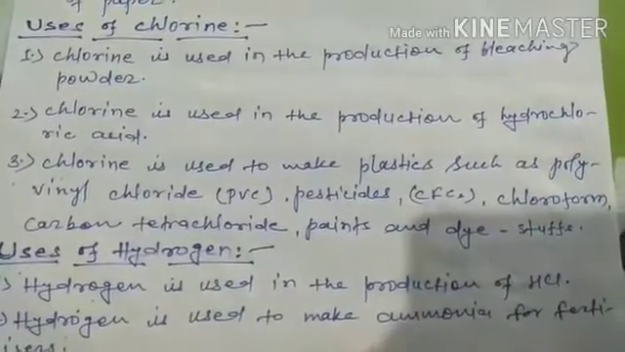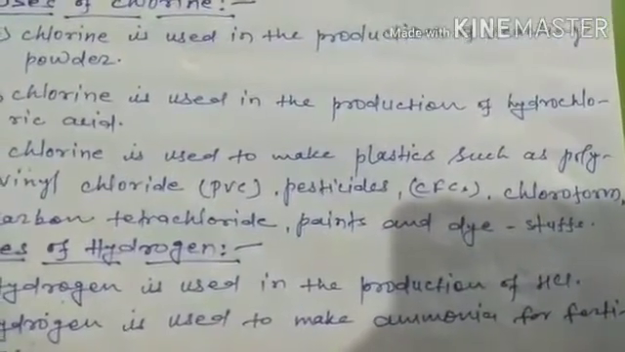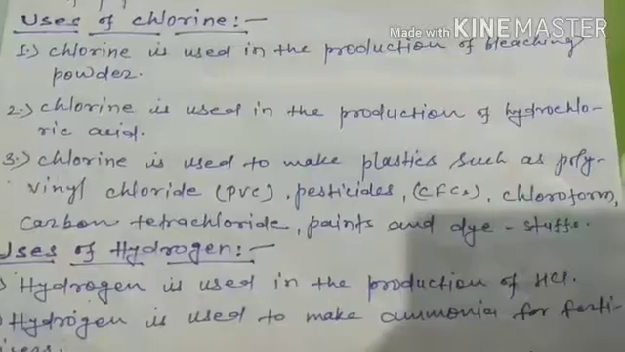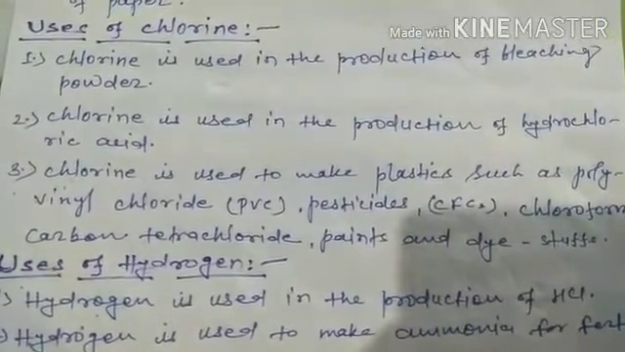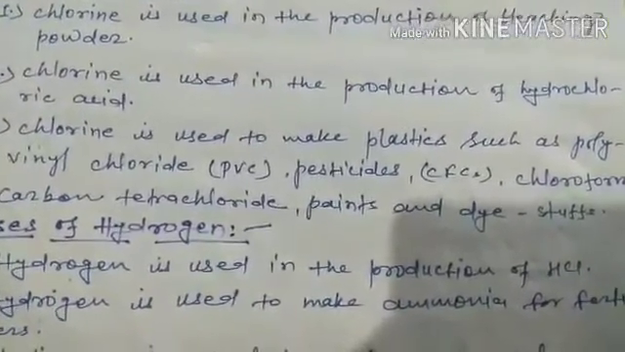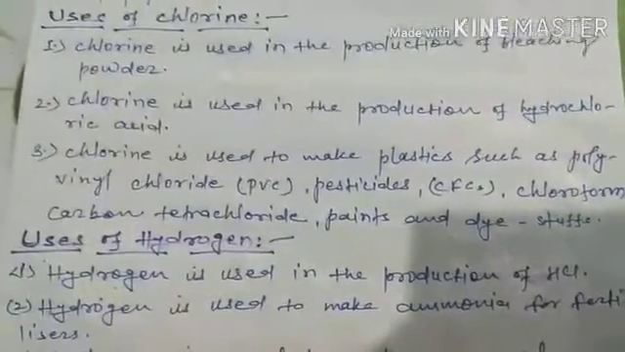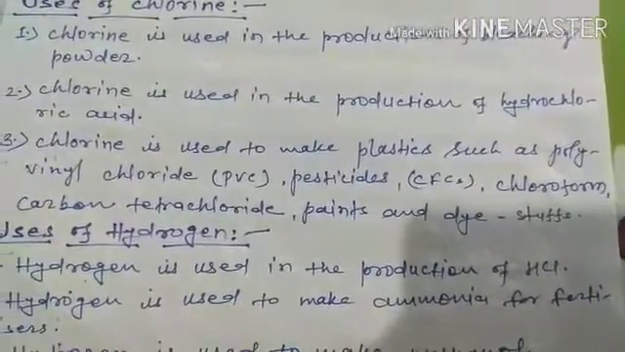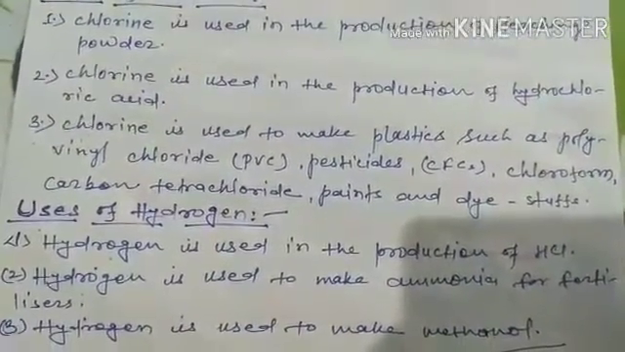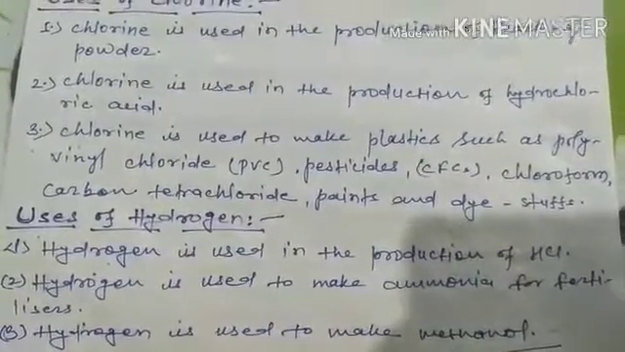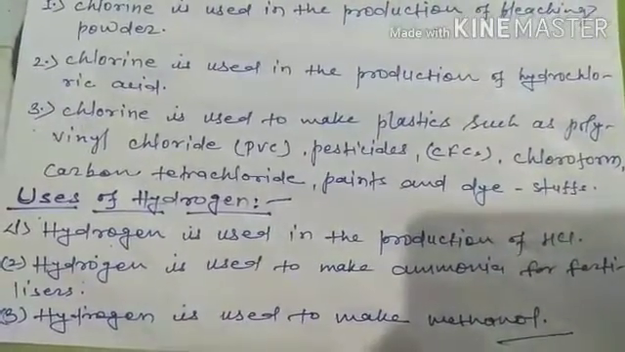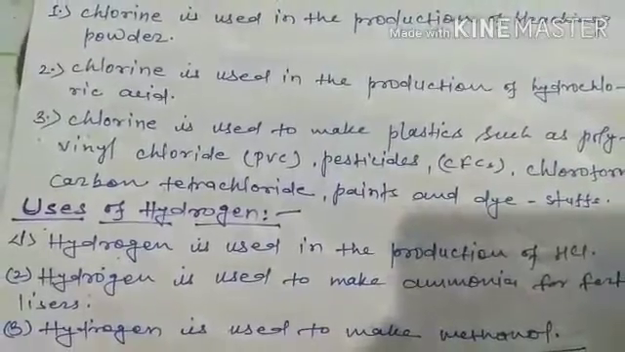Now uses of hydrogen. Hydrogen is used in the production of HCl gas or hydrochloric acid. For preparing hydrochloric acid, hydrogen gas is also used. And for preparing fertilizers like ammonia, hydrogen gas is also used. And hydrogen is also used to make methanol. Methanol is alcohol and poisonous alcohol. So hydrogen gas is also used to prepare methanol.